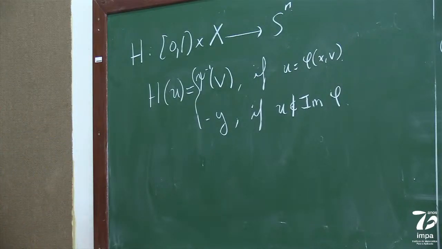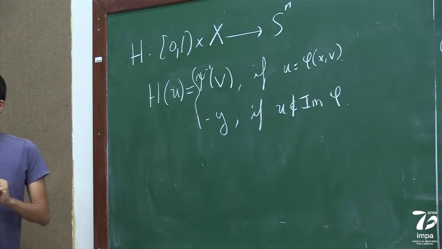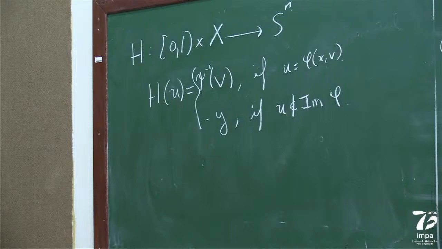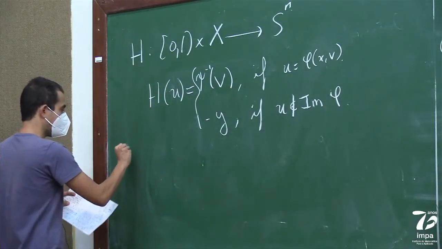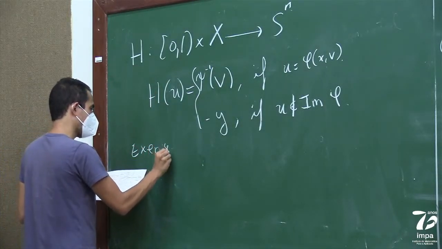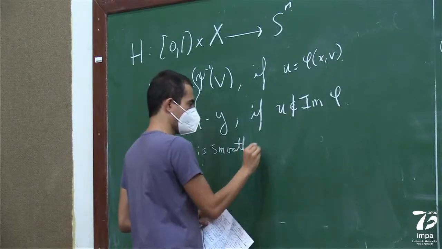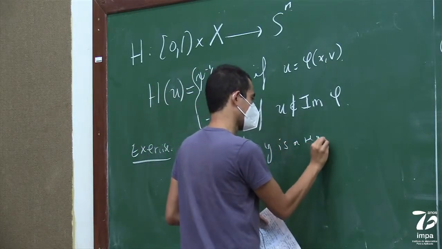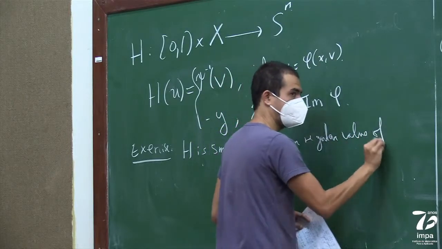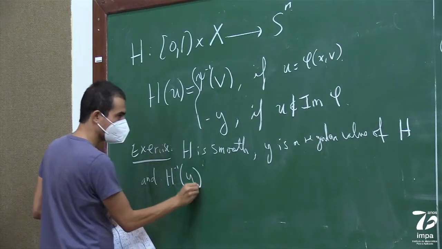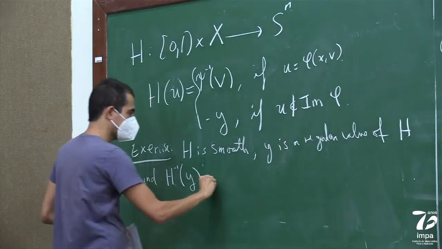Okay. So that's the map H. And it's actually quite simple, surprisingly simple. But what you can check, and I guess I can say this is an exercise: H is smooth, y is a regular value of H, and the preimage of y is just equal to C.